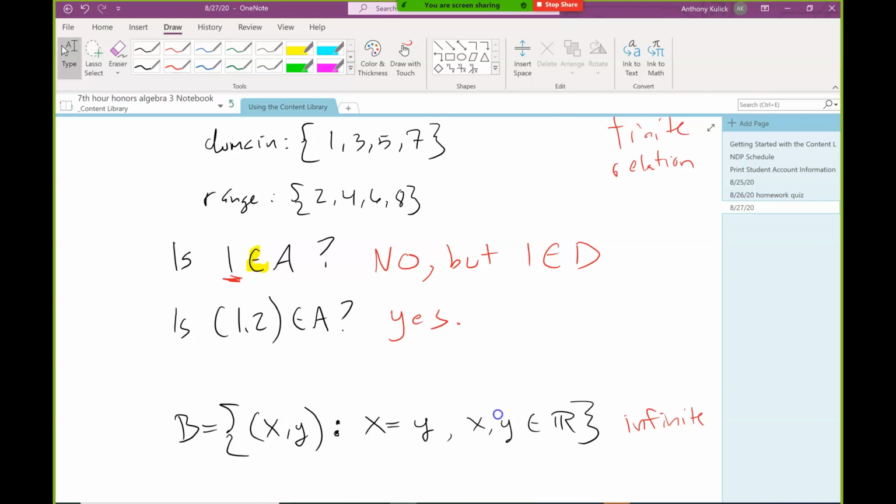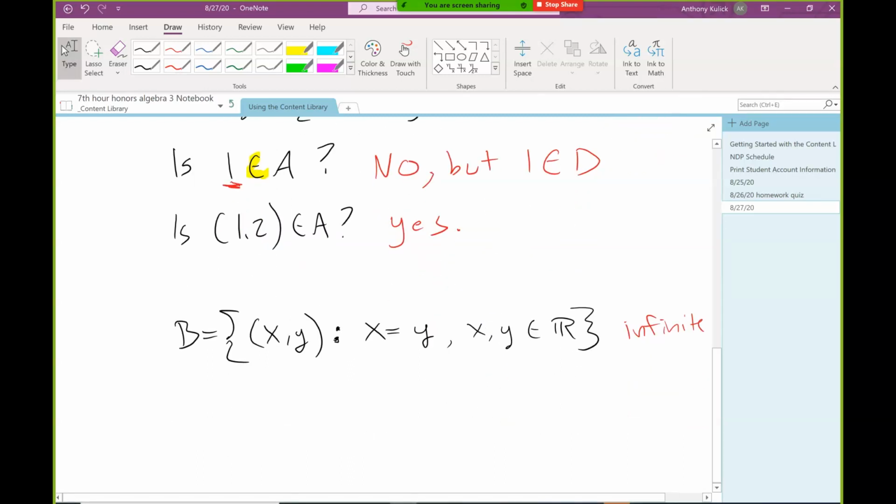So what do all these symbols mean in words? Let's talk through it again so we get comfortable reading the notation. This says B is the set of ordered pairs such that the x-coordinate is equal to the y-coordinate, and those x and y coordinates are real numbers.